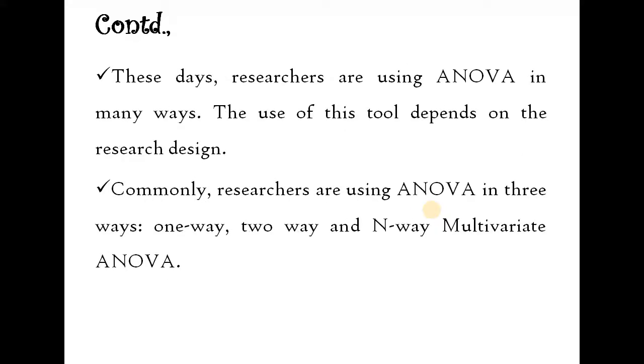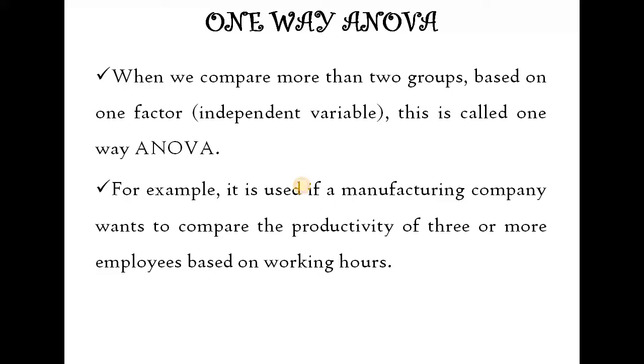Nowadays researchers are using ANOVA in many ways. The use of this tool depends on the research design. Commonly researchers use ANOVA in three ways: one-way ANOVA, two-way ANOVA and n-way ANOVA. First, one-way ANOVA. When we compare more than two groups based on one factor, so only one independent variable is taken, this is called one-way ANOVA.